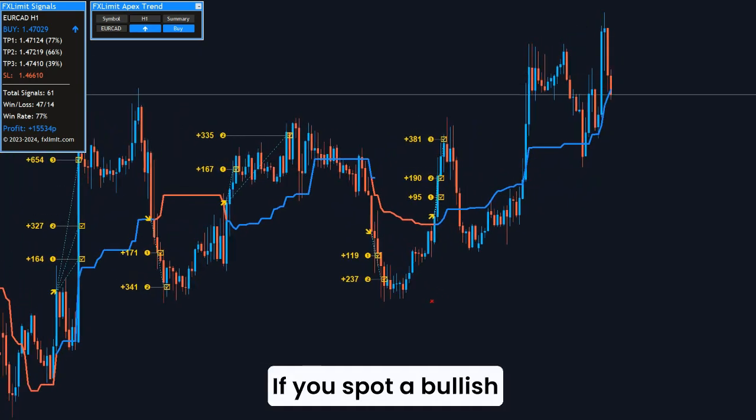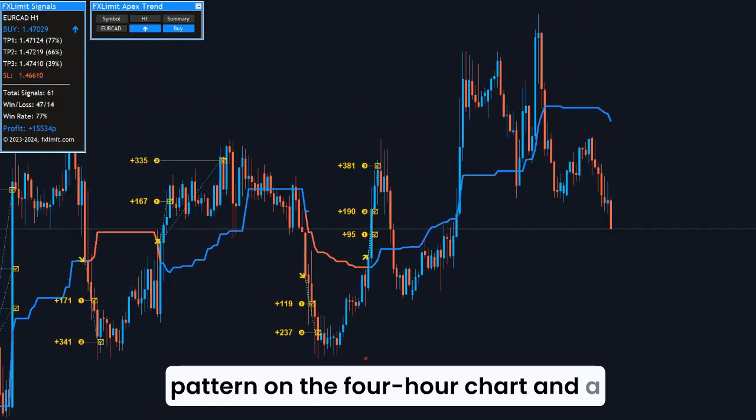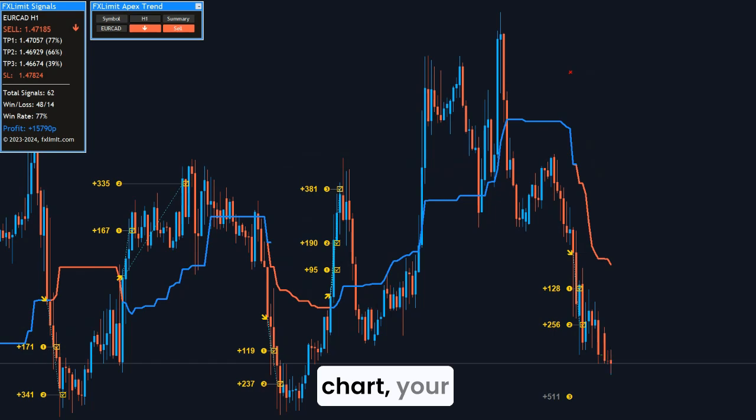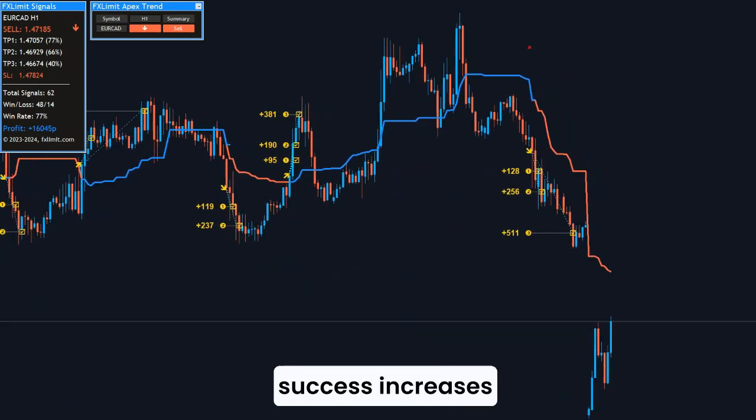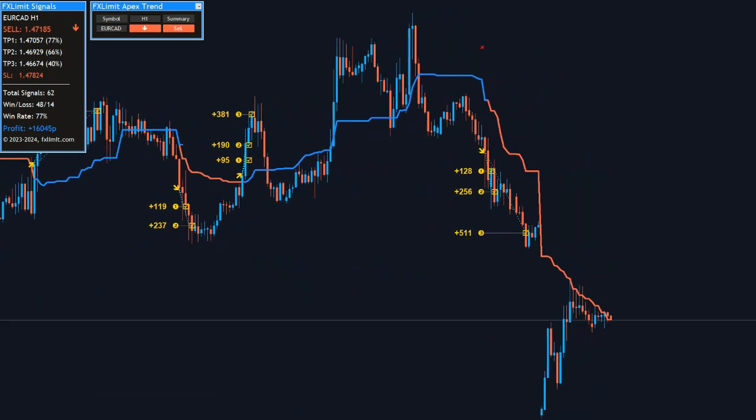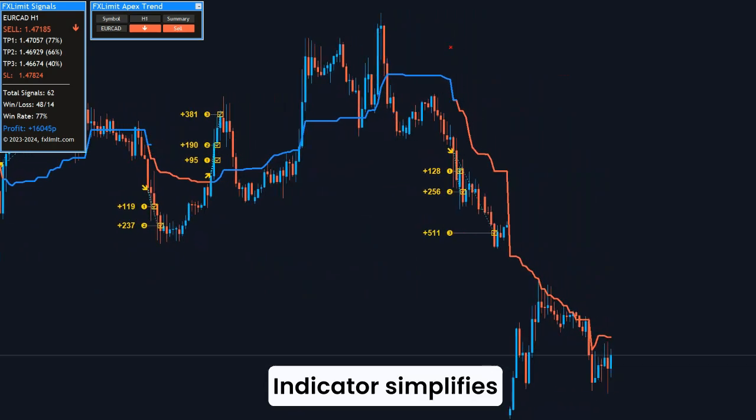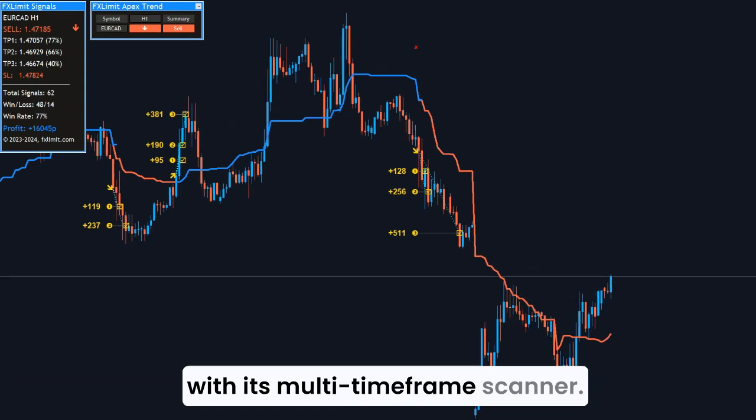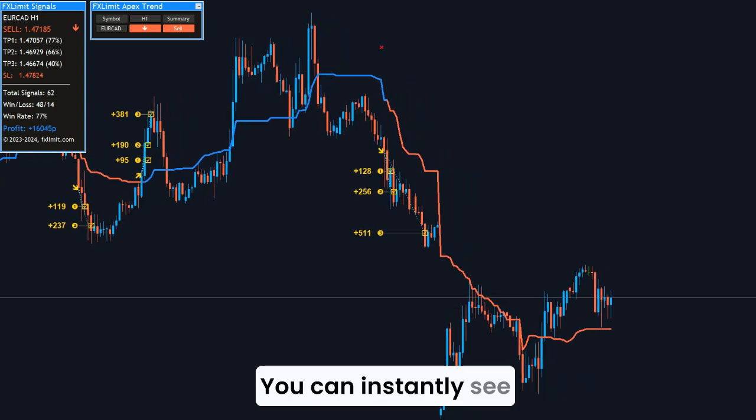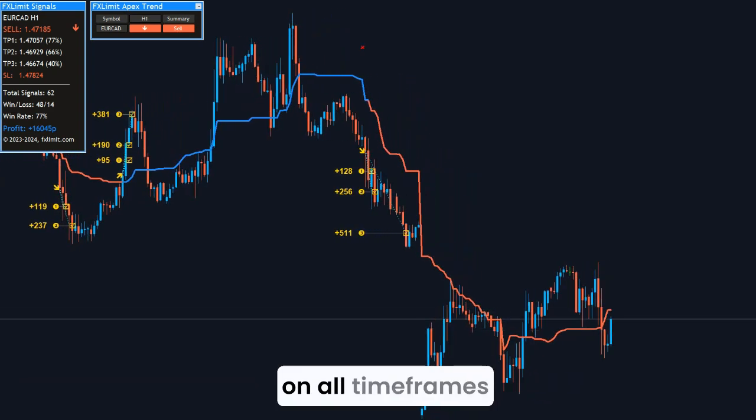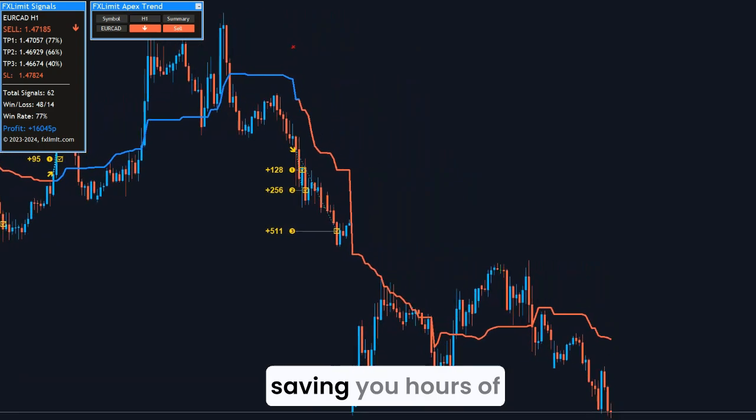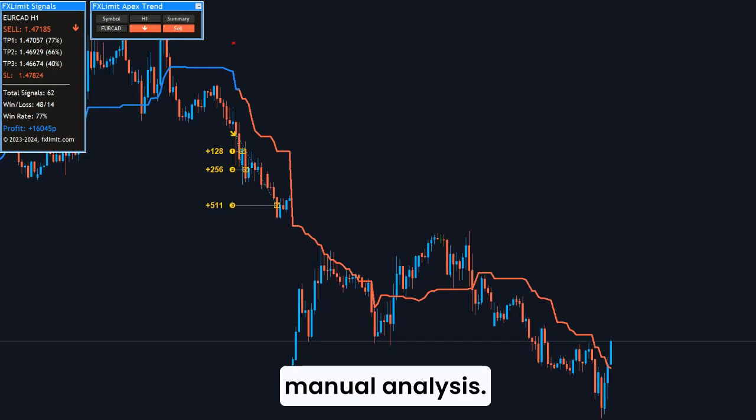If you spot a bullish pattern on the 4-hour chart and a breakout on the 15-minute chart, your probability of success increases significantly. The Apex Trend Indicator simplifies this process with its multi-timeframe scanner. You can instantly see the trend direction on all timeframes at a glance, saving you hours of manual analysis.